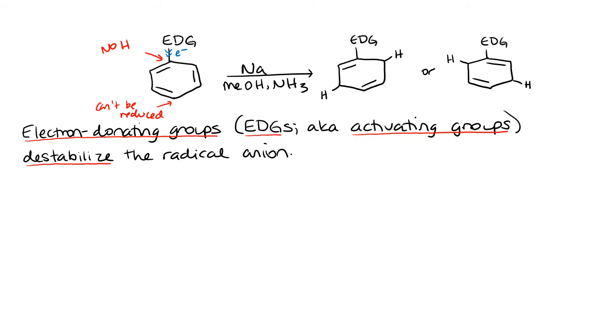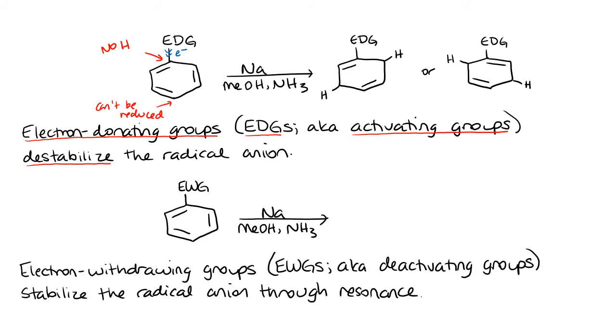But either way, these are the exact same product. Now, if the group attached to the benzene ring is an electron withdrawing group, electron withdrawing groups, also known as EWGs, and also known as deactivating groups, which we will see in the next chapter, actually stabilize the radical anion through resonance. So with these electron withdrawing groups, they're pulling electron density towards themselves. So if we have an anion form on this particular carbon or a radical, it's actually going to be stabilized by this electron withdrawing group.